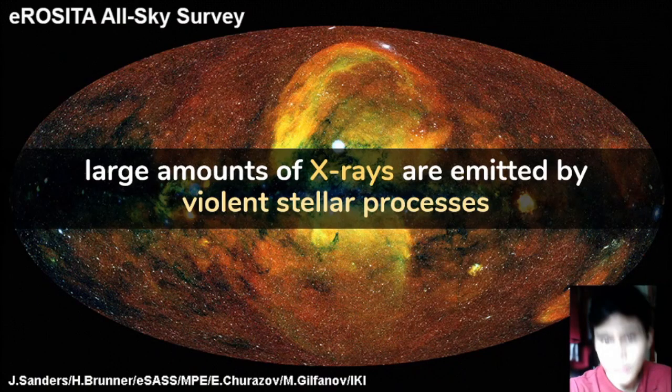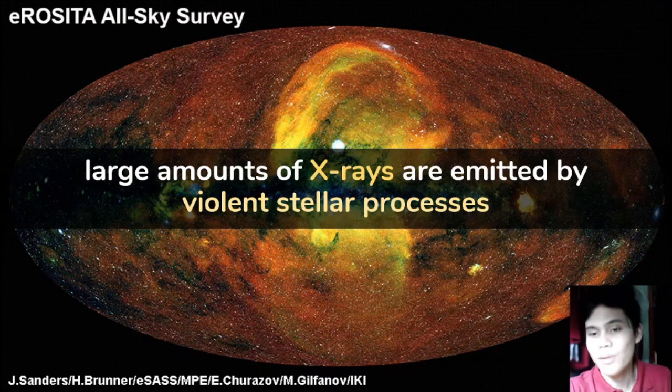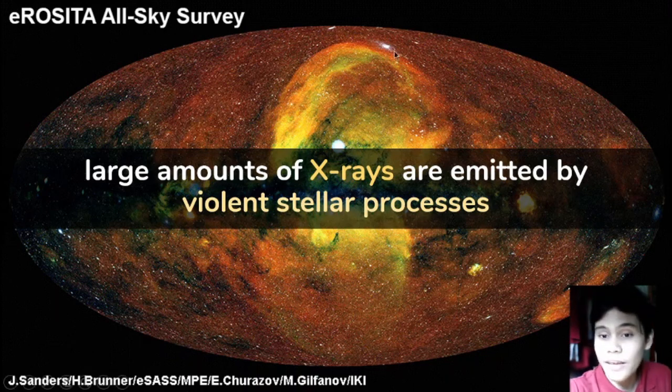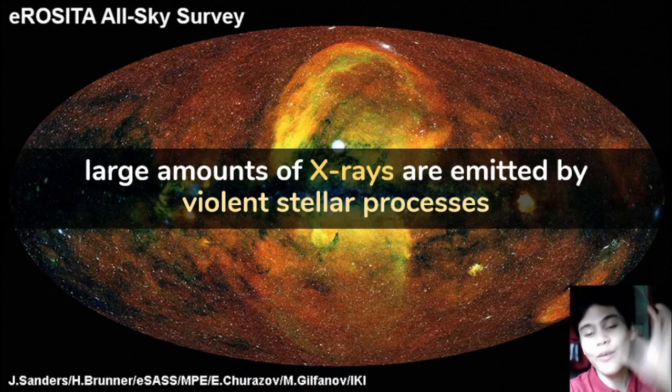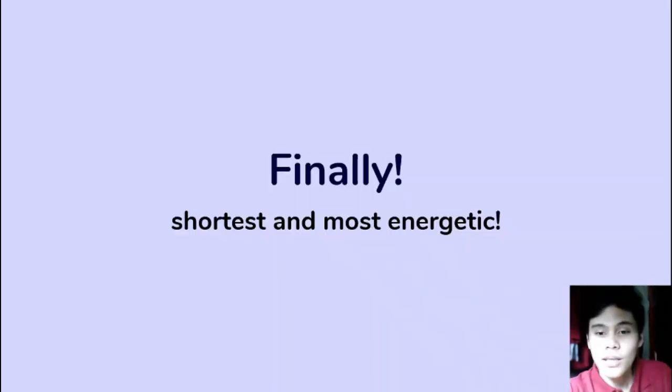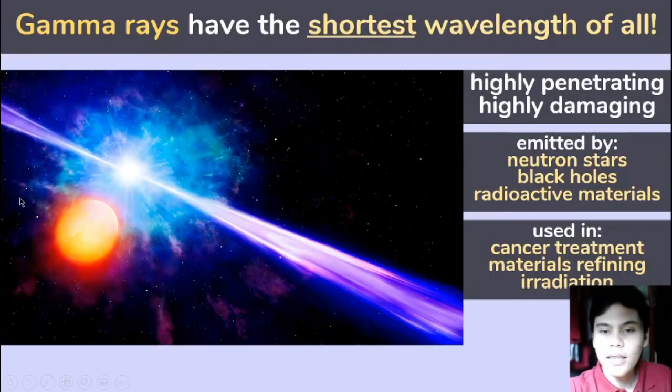Now, a large amount of X-rays in the universe are emitted by violent stellar processes like supernovas or black holes. They emit X-rays in large quantities, and that allows us to make an X-ray map of our universe. That gives us an idea of what the universe looks like and a snapshot of how violent our universe is. And finally, the shortest and most energetic electromagnetic wave is the gamma ray.